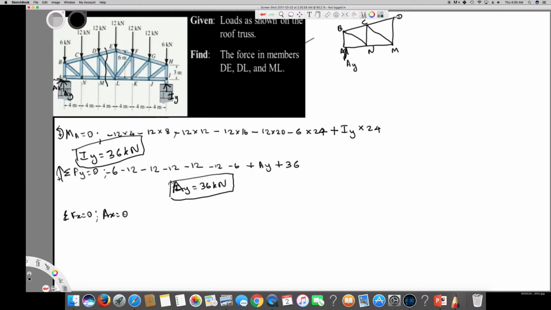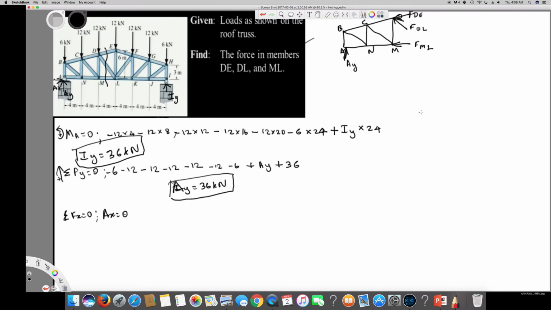We know there's a force acting from this direction, and one coming from this direction. You don't have to worry about the direction, because when we calculate, if we get negative, it means we got the wrong direction and we have to correct it. So we put all these forces. These are the three things we have to find. This is DE, let me name it FDE, this is FDL, and this one is FML.